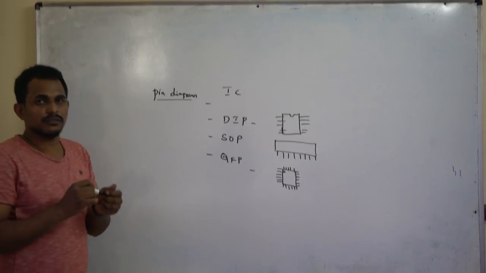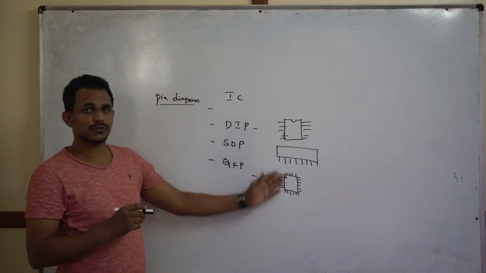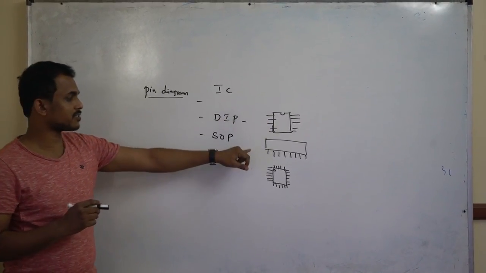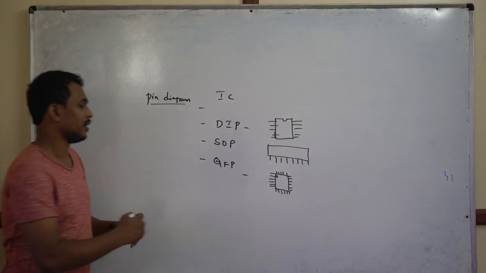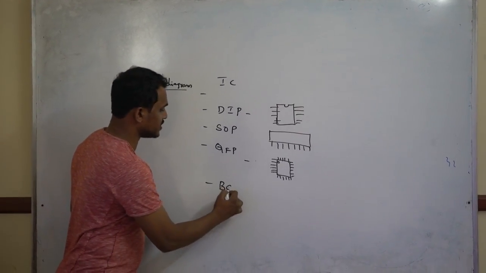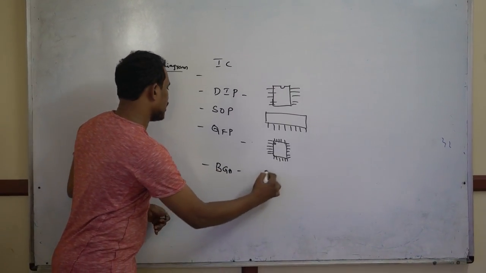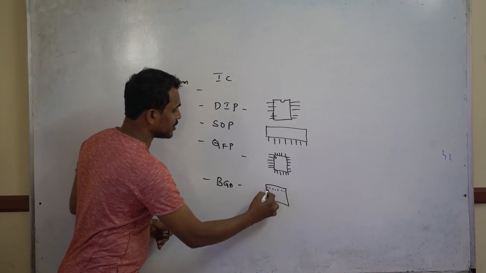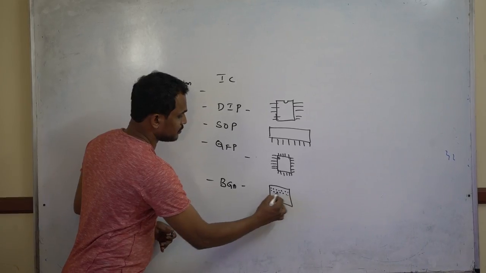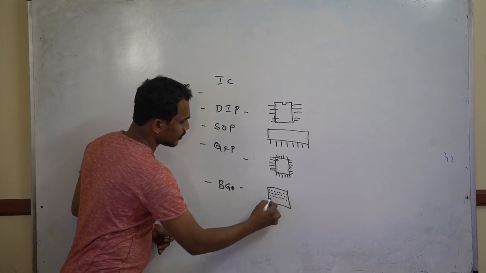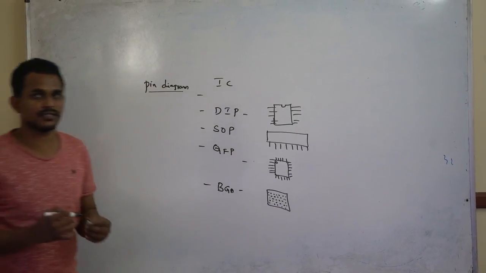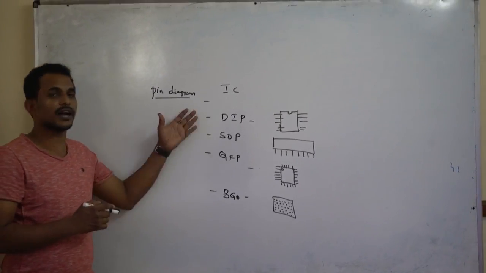Once you observe these package pin diagrams of devices, which are DIP, SOP and QFP, there is another production level package, which is BGA. In this, you will find the pins at the bottom of the device; you have the complete pins only on the bottom side. These are the different packages for your ICs.